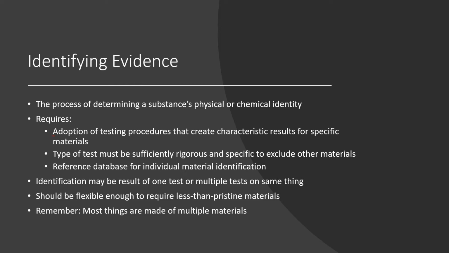This requires the adoption of testing procedures that create characteristic results for specific materials. It needs to give results that indicate one specific material and not other materials that may appear similar, and can help rule out one material versus others. This type of test must be sufficiently rigorous and specific to exclude other materials.